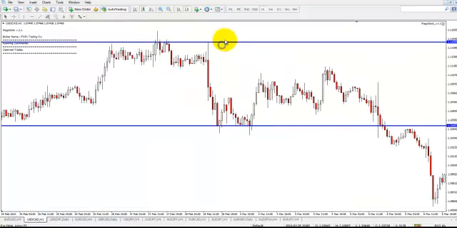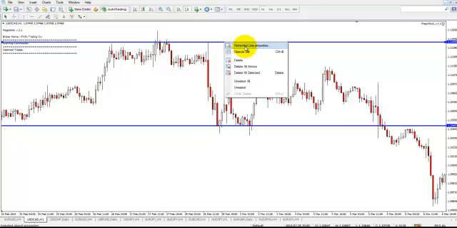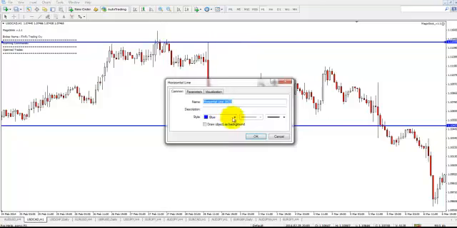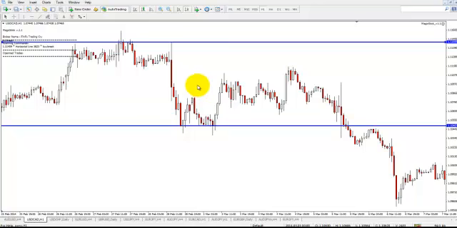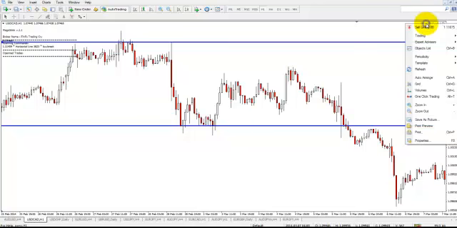In order for this to work, I would double click, right click, go to horizontal line properties, then type in the command buy break, and then whatever I want my stop loss, take profit, and lot size to be, you can have that adjusted in the right hand corner here.